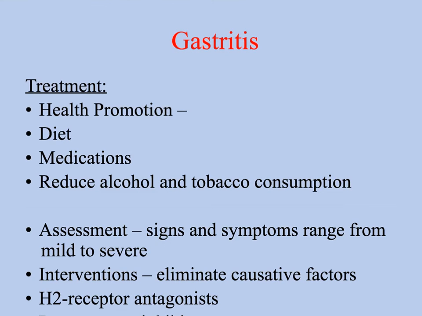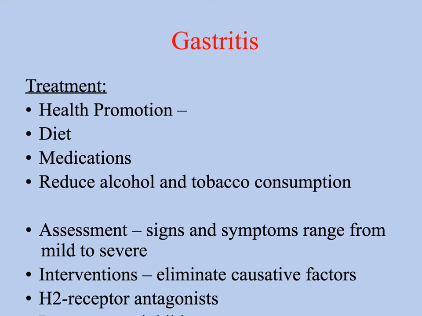Again, I think we talked pretty much about all of this stuff. Health promotion, diet, medications, in the prevention and treatment of a gastritis. Those H2 receptor antagonists can be used because, remember, they decrease that acidic environment in the stomach. So they can be effective in an acute gastritis. Sometimes they can decrease the signs and symptoms of a chronic gastritis as well.